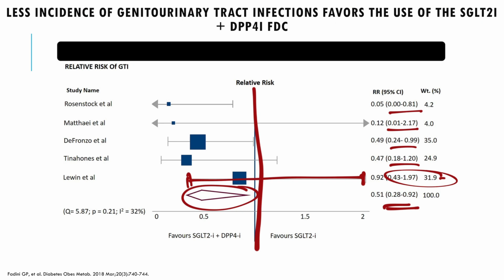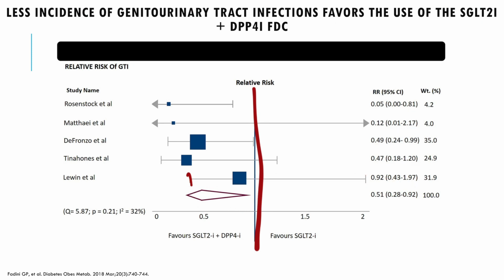So you can clearly see individually this one study actually showed statistical significance, but when you do a meta-analysis where you combine all the data, you have statistical significance. So that means that the confidence interval is 0.28 to 9.92, which is all less than 1. That means that when you have multiple studies and you do a meta-analysis, you found that there is a reduced risk of genital or genitourinary tract infection, right?